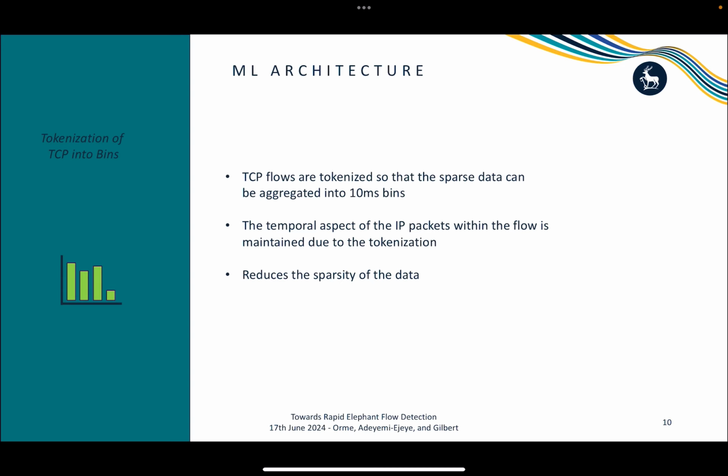The method of aggregating the data rates at 10 millisecond intervals for each flow and then creating 10 millisecond bins is a method of tokenization. We chose this so that some temporal information from the initial flow could be maintained. This also helped with generalizing the model, as the timestamps were averaged. Also, the data was sparse, and by tokenizing each flow into the 10 millisecond bins, we removed some of this sparsity.